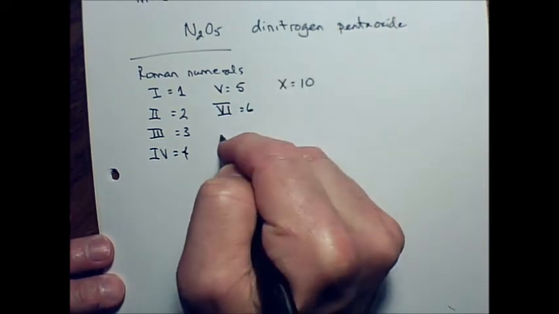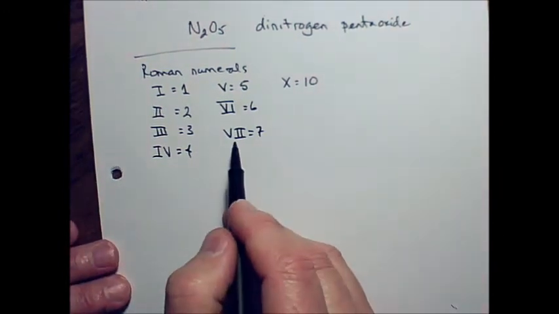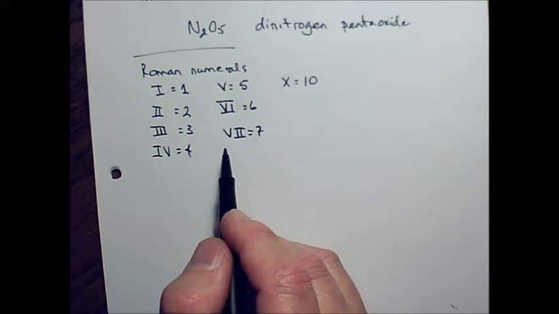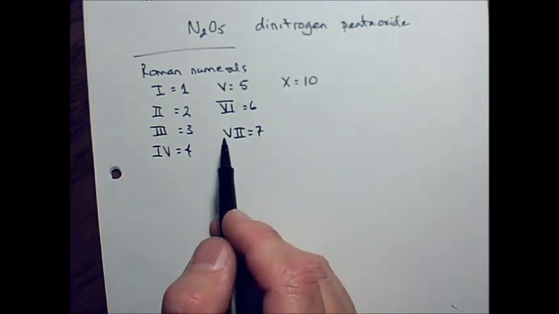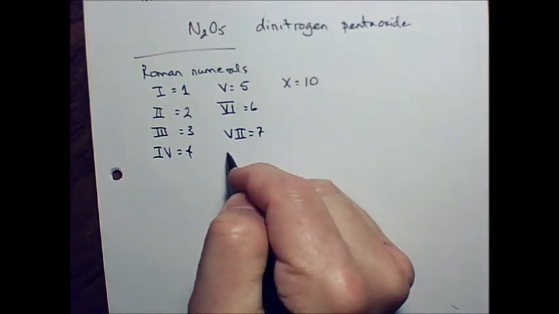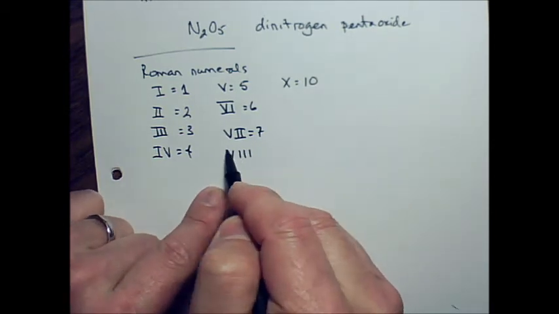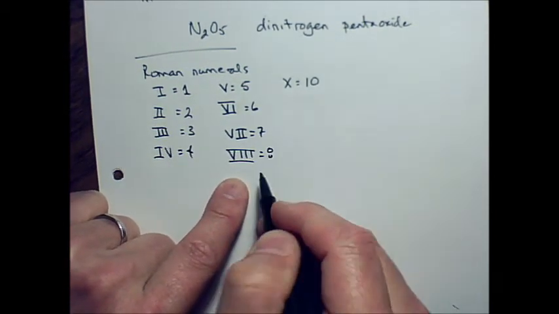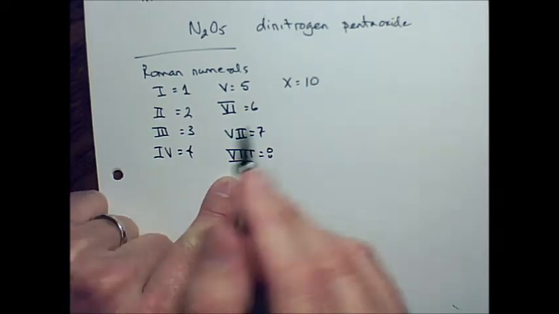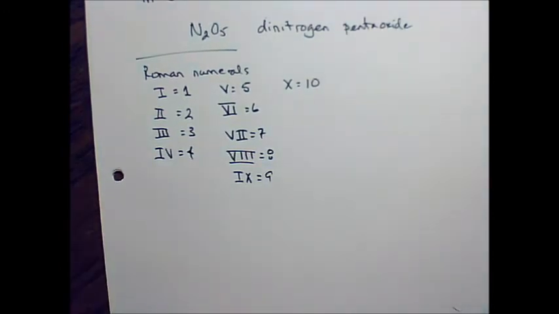So VI is 6, and VII is 7. So when the smaller numbers follow a bigger number symbol, they add. When smaller numbers are in front of a bigger number symbol, they're subtracted. So these I's are smaller numbers. If they're after the V, they add. That makes that an 8. But if I put an I in front of a bigger number symbol, it's subtract. So to make a 9, I'm going to put an I in front of an X. So that I gets subtracted. Does that make sense?